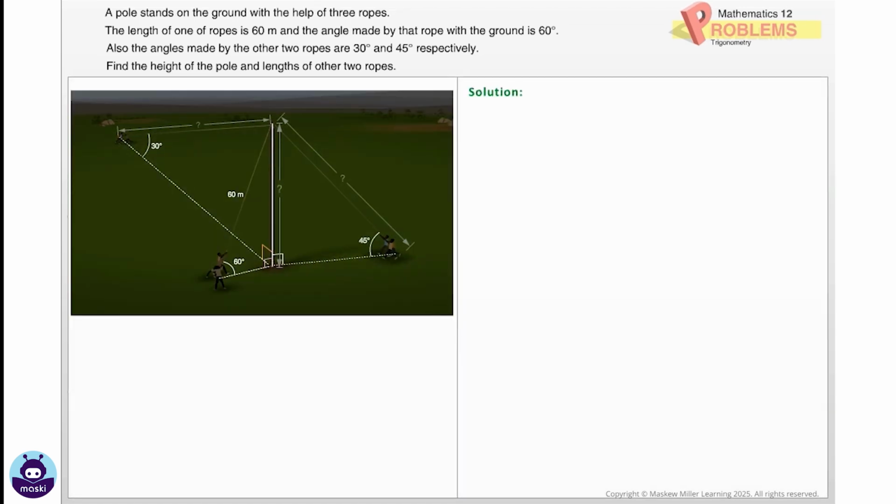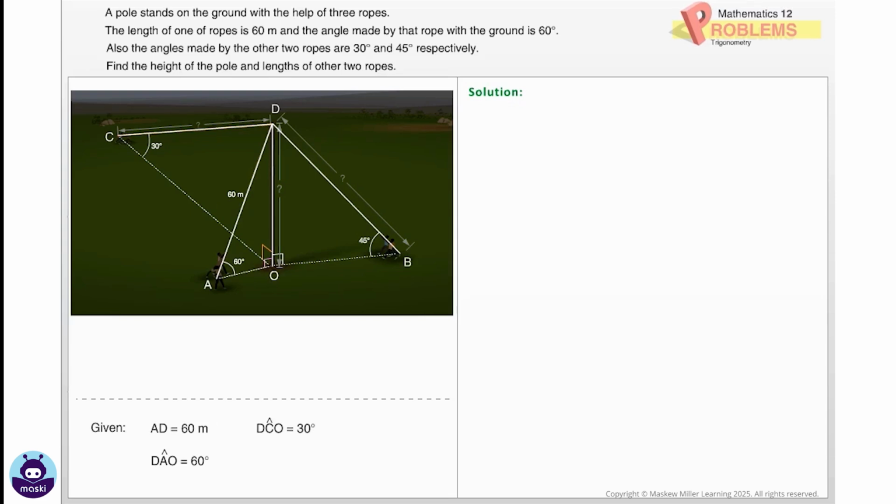Solution. Let the pole be represented by OD, such that O is the bottom and D is the top of the pole. Consider the 3 ropes to be AD, BD and CD. In the figure, AD represents the first rope, and its length and inclination are given. Thus, AD is equal to 60 meters and angle DAO is 60 degrees. Similarly, the inclination of the other 2 ropes, BD and CD, are also given. Thus, angle DCO is equal to 30 degrees and angle DBO is equal to 45 degrees.